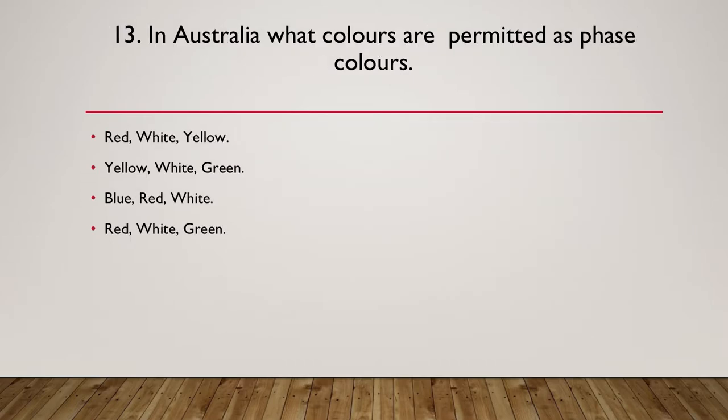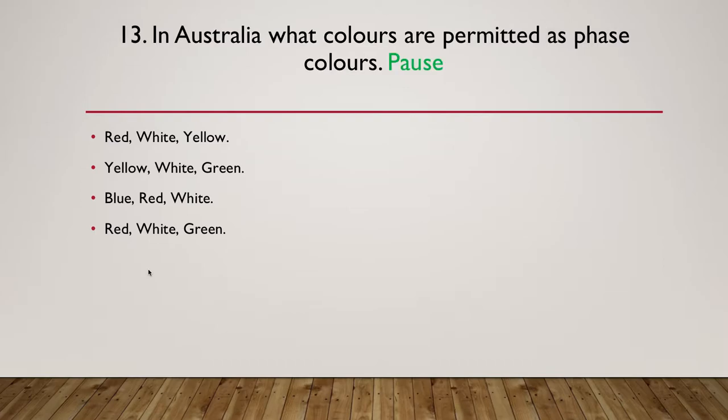In Australia, what colours are permitted as phase colours? So we've given you some options here. You can have red, white, yellow; yellow, white, green; blue, red, white; or red, white, green. So which one of these combinations is permissible? So pause your video here while you think about it.